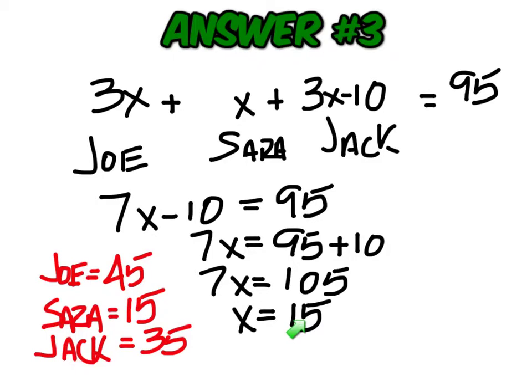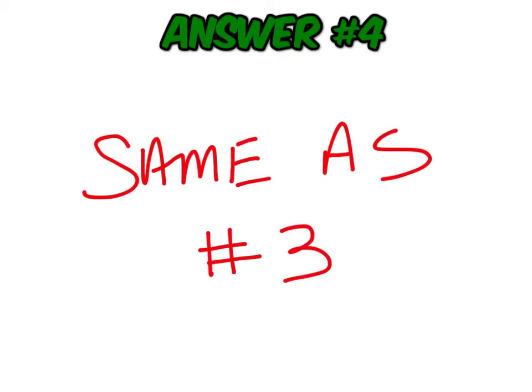15 is not the answer to the problem. It said you must find all 3 ages. So Joe would be 3 times 15, which is 45. Sarah is exactly 15, and Jack is 3 times 15, which is 45, but minus 10. So he is 35. And if you had number 3, you had number 4. For some reason, I did not change the numbers on number 4, so it was identical to number 3.